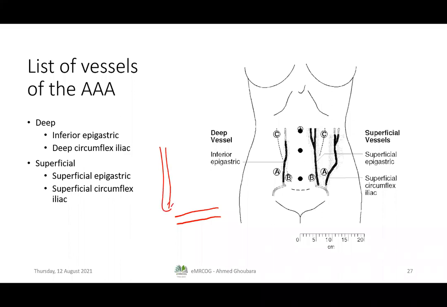So we have the external iliac artery like this, and we have the wall of the abdomen. Down there would be the inguinal ligament. The external iliac artery will give some branches deep to the muscle. Once it passes below the wall of the abdomen, it becomes the femoral artery and gives rise to the superficial branches. External iliac gives rise to the deep branches, the inferior epigastric and deep circumflex iliac. Those arteries have sister superficial arteries, the superficial epigastric and superficial circumflex iliac artery, branches from the femoral artery.